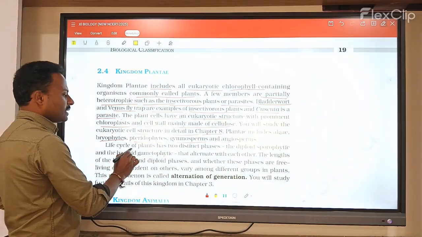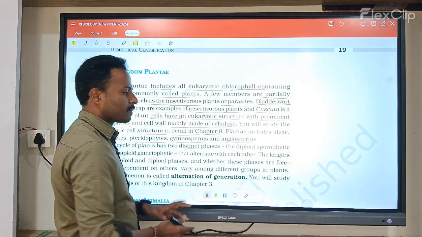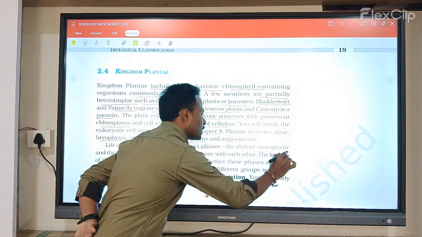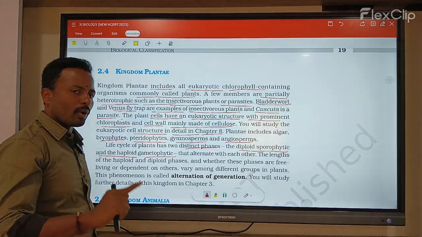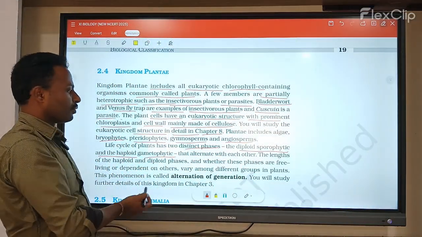The life cycle of plants has two distinct phases. One is the diploid sporophyte and the other is the haploid gametophyte. Diploid is the sporophyte, haploid is the gametophyte.